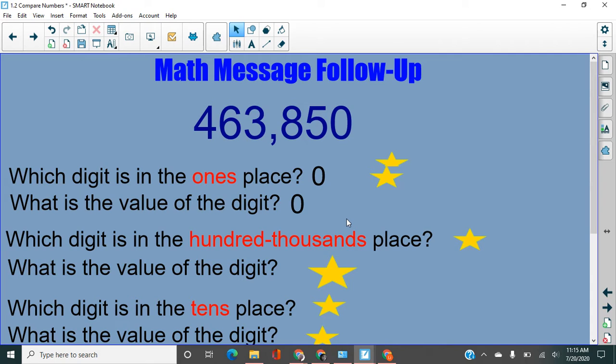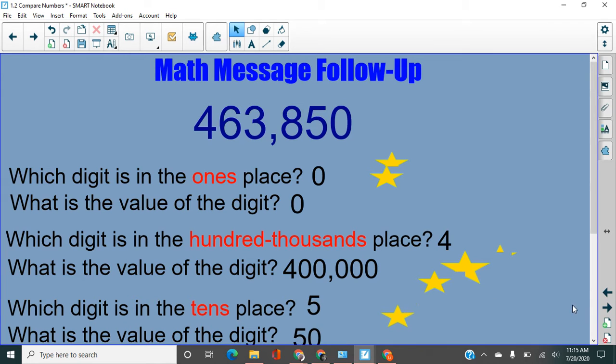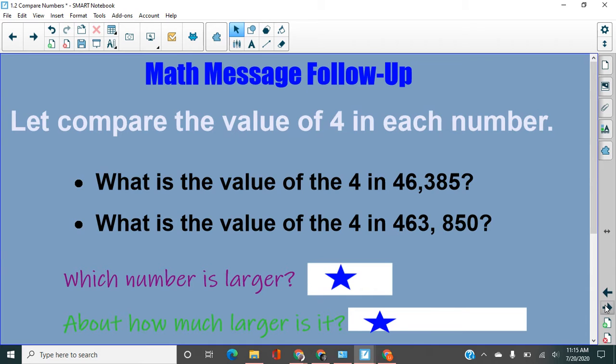Which digit is in the hundred thousands place? Careful, hundred thousands. 4 is in the hundred thousands, right? Ones, tens, hundreds, thousands, 10,000s, hundred thousands. And what's it worth? It's worth 400,000. How about in the tens place? We have a 5. And what is it worth? It's worth 50, right?